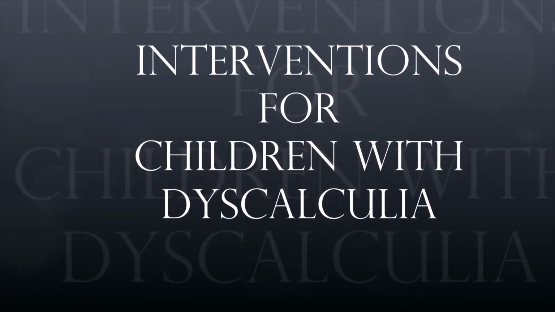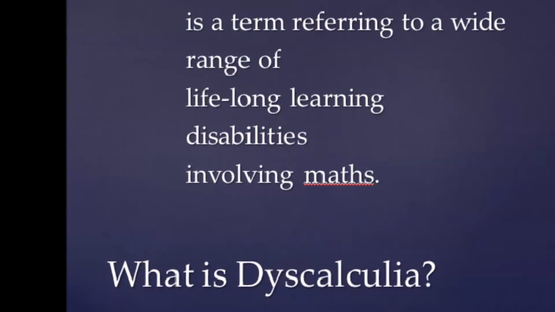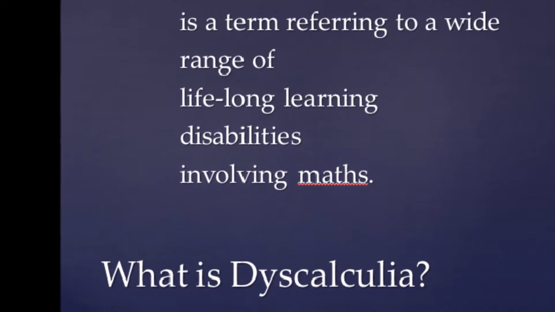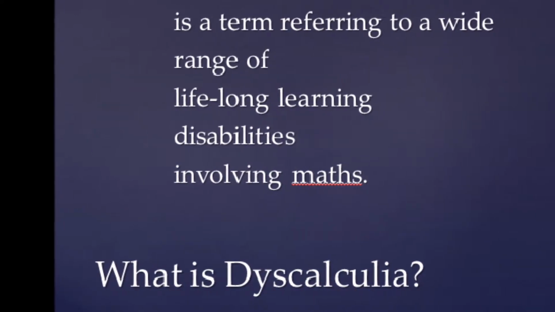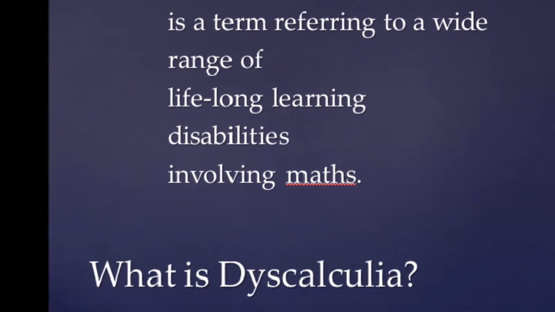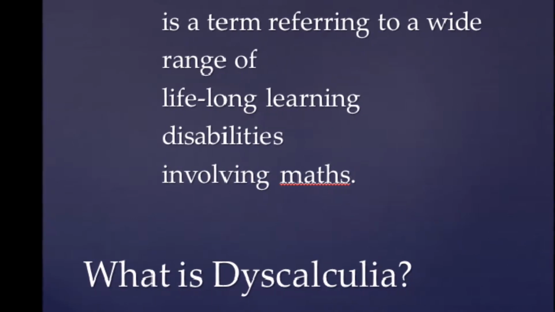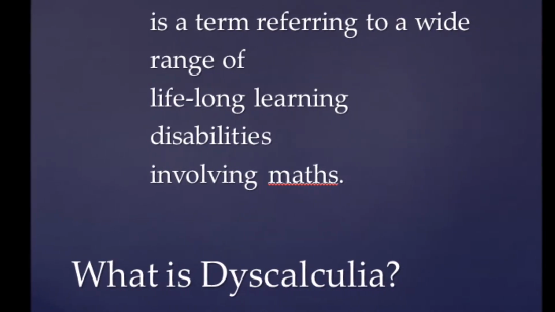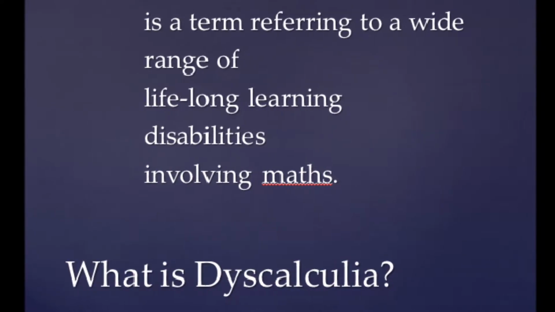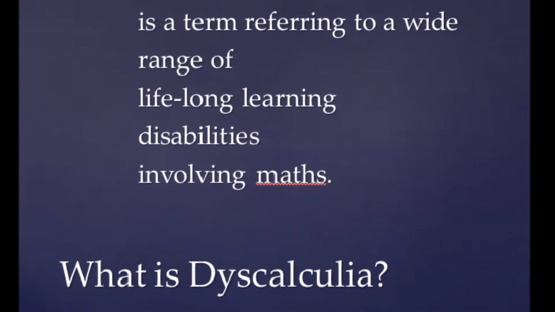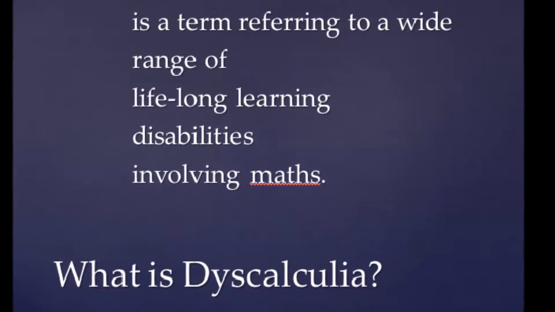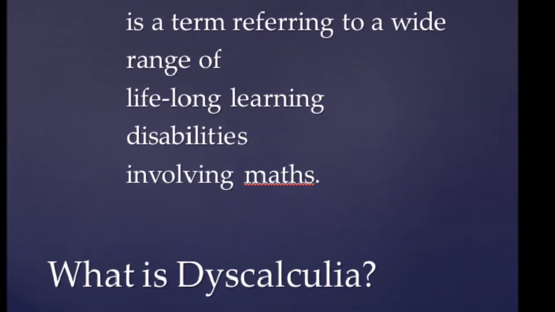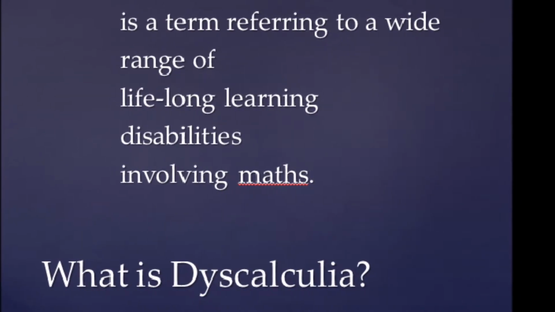Interventions for children with dyscalculia. What does dyscalculia mean? It is a term referring to a wide range of lifelong learning disabilities involving math, such as difficulty in understanding numbers, learning how to manipulate numbers, and learning facts in mathematics. And it is generally seen as a specific developmental disorder.